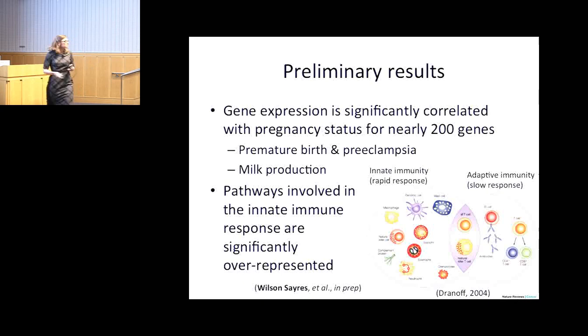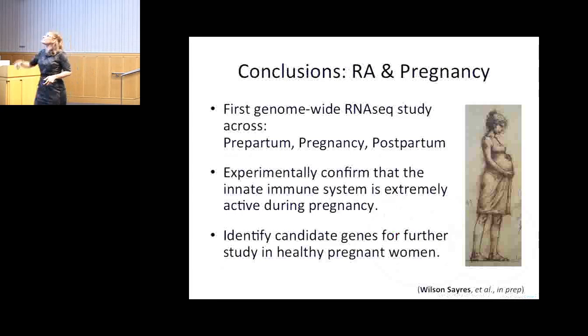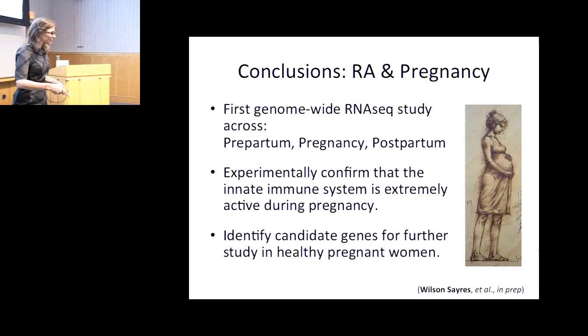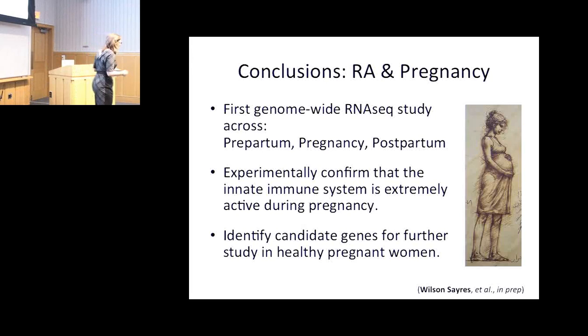So our conclusion here is that it's surprisingly one of the first genome-wide RNA-seq studies across prepartum, pregnancy, and postpartum in humans. We do confirm that the innate immune system is involved in pregnancy. I think most of what we're picking up are changes during pregnancy. They've done some good work down in Detroit at the perinatal research branch.